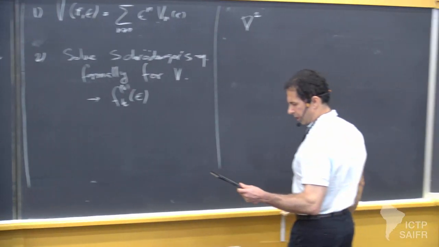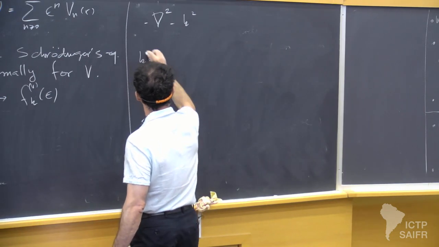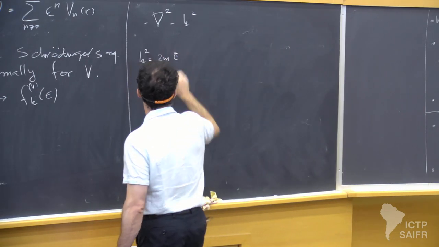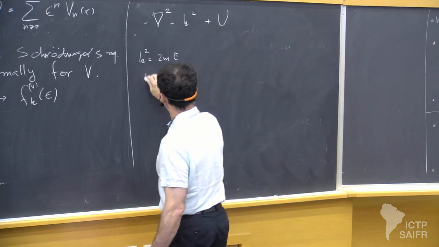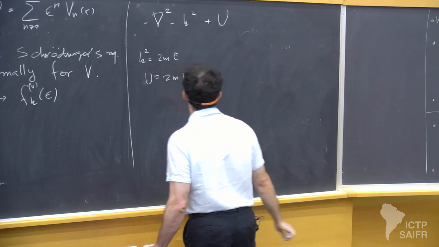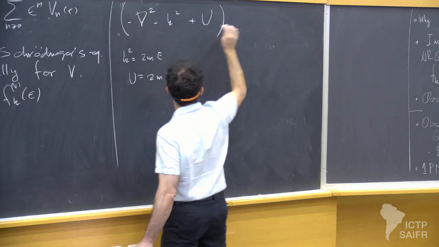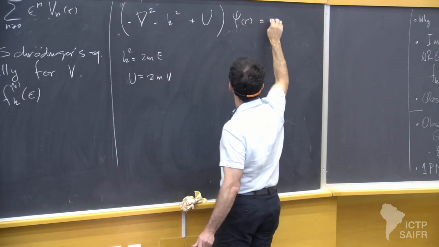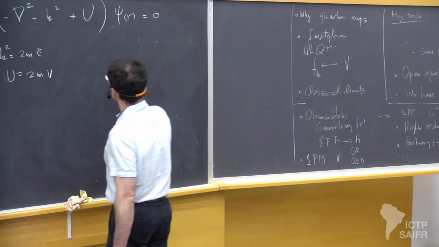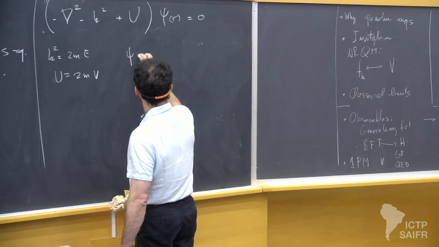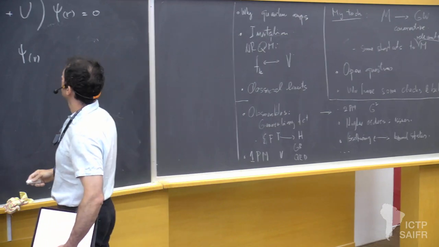So it's nabla square minus k square, where k square is 2mE. And then let's call u the potential, so u is 2mV. We want to solve this one. The usual way of solving this is to rewrite it as an integral equation, basically, and then expand.